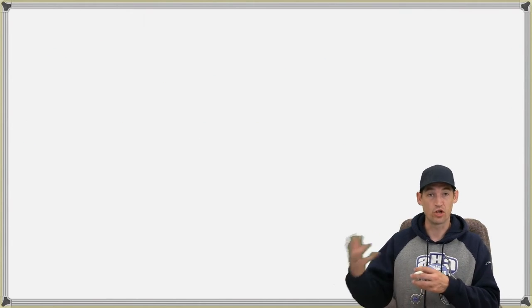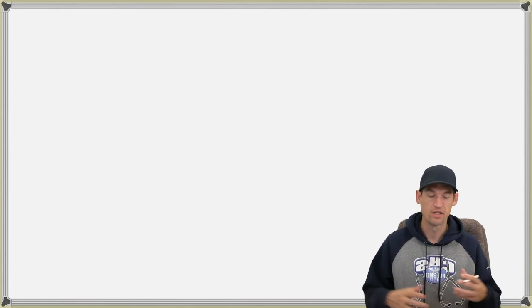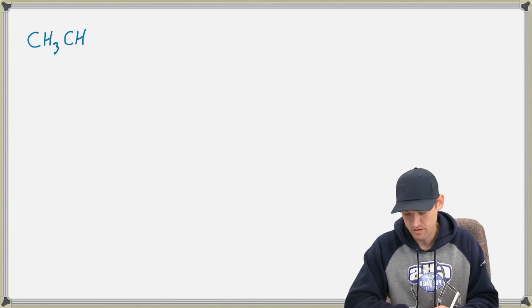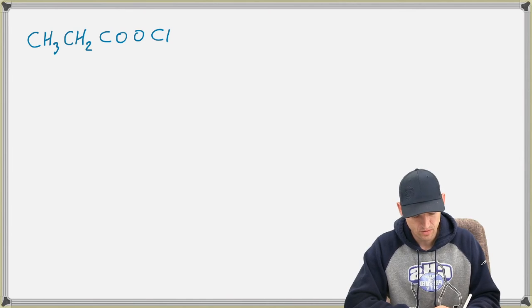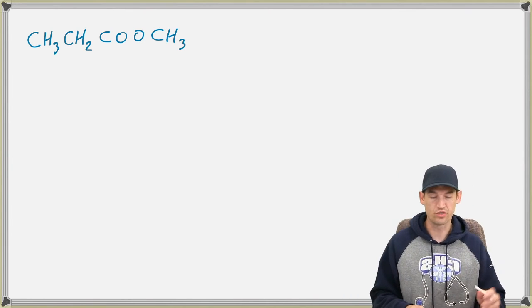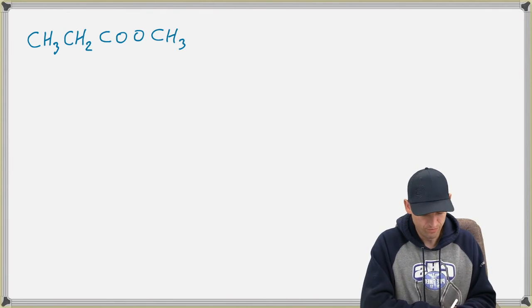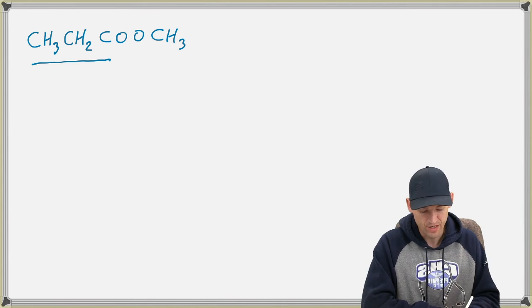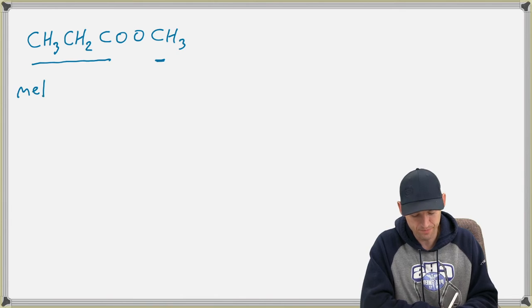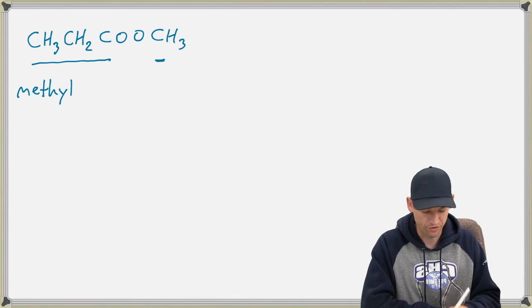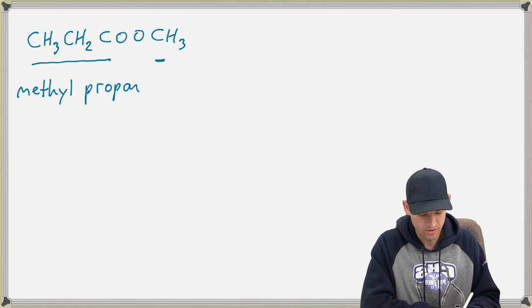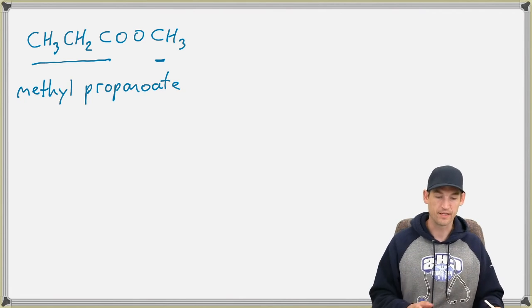Now let me show you one in the reverse, because sometimes they'll show you the carboxylic acid and the alcohol and you've got to come up with the ester. Sometimes they're going to show you the ester and you've got to work backwards. So let's say they give you this. Now remember, the O's are attached to the parent. So these three are the parent and this one is the branch. So the name of this would be methyl, and then we've got a 3 carbon, so propanoate. Okay, so that would be the name.